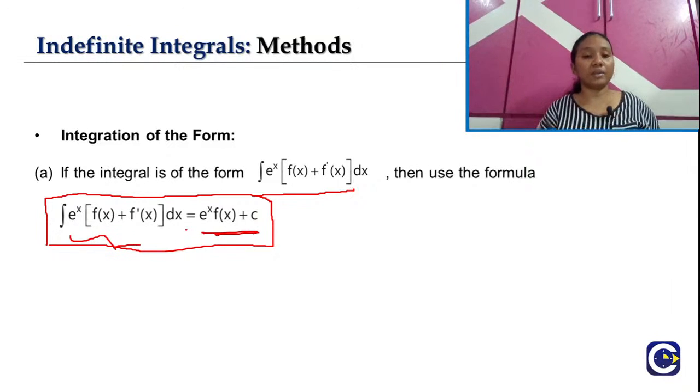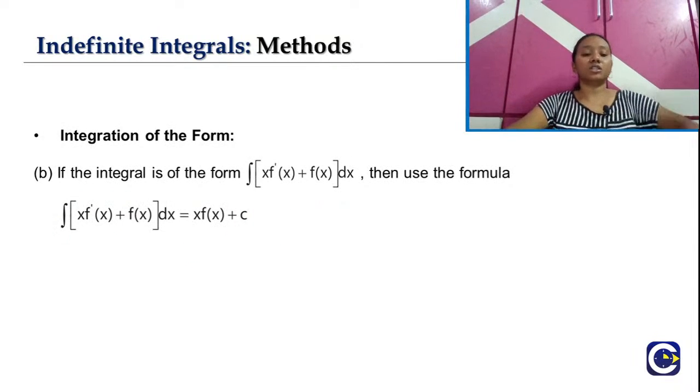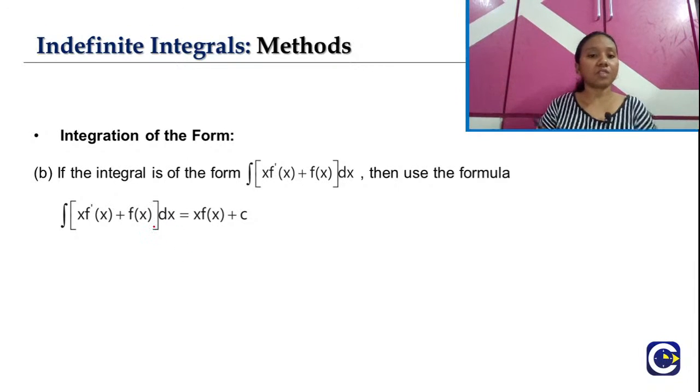Then my result will be e power x into f of x. Right. So e power x into f of x, and as usual plus constant c. So this is one form. So there will be one more form here. So that is our second form of equation, second form of function. So if the integral is of the form.